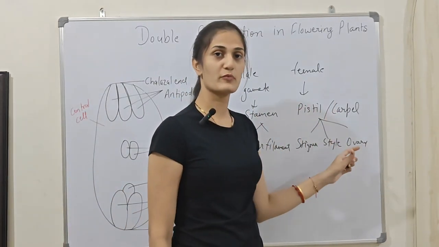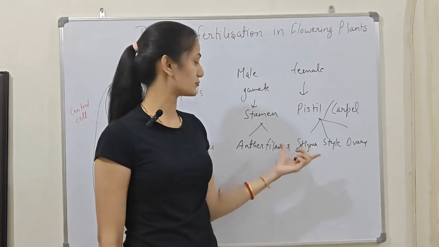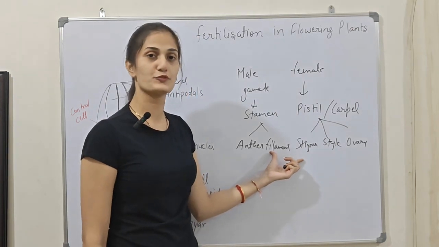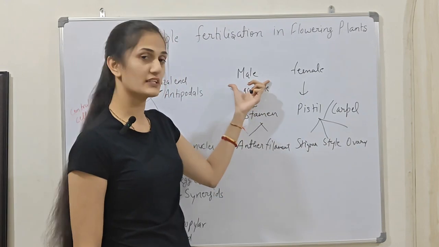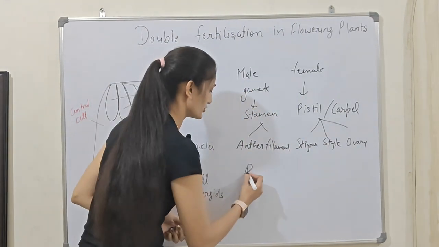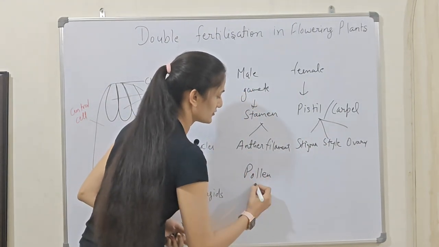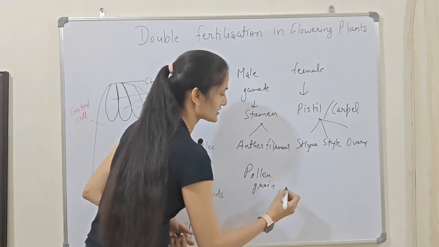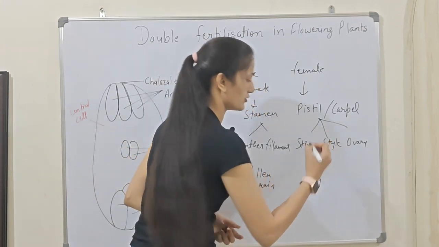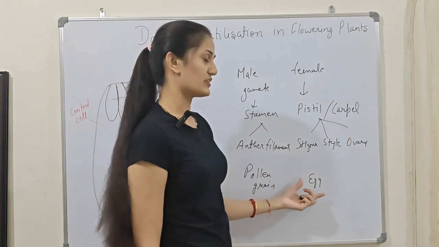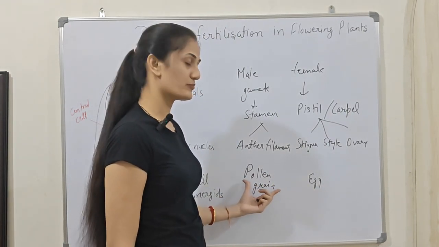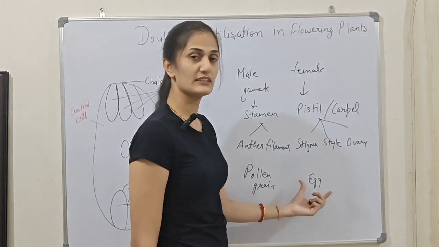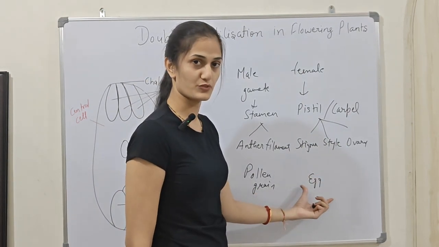We are going to study about fertilization. In the process of fertilization, there is a fusion of male gamete and the female gamete. Now the male gametophyte is represented by the pollen grain, and the female gamete is represented by the egg or the ovum. The fusion of male gamete and female gamete leads to the fertilization process.